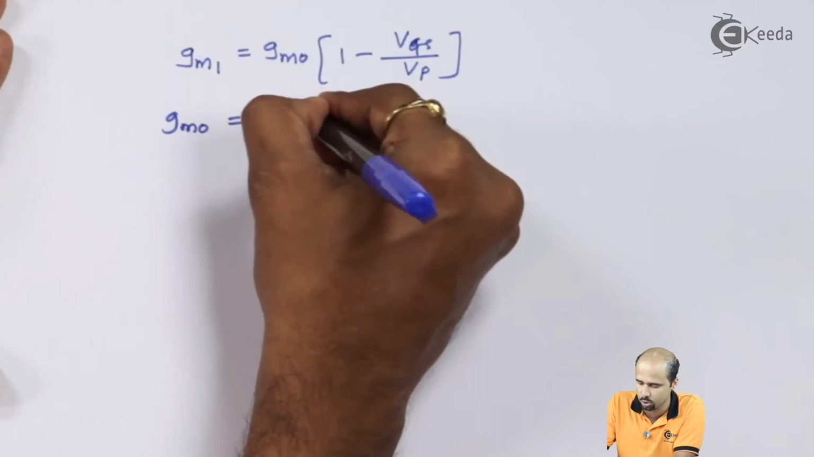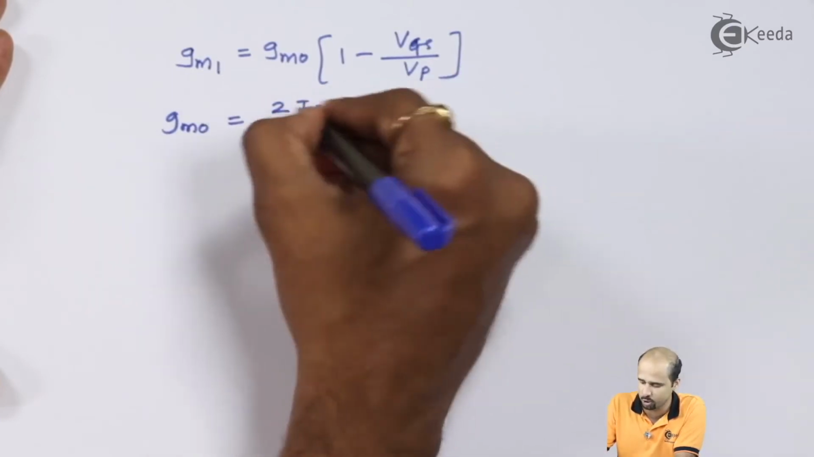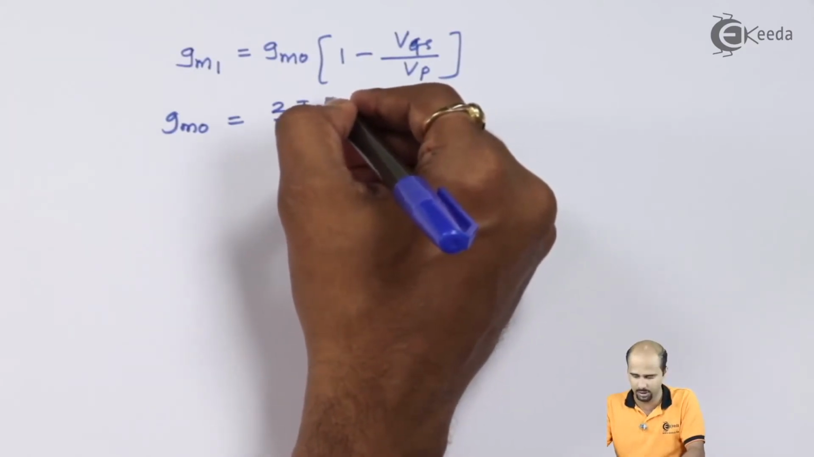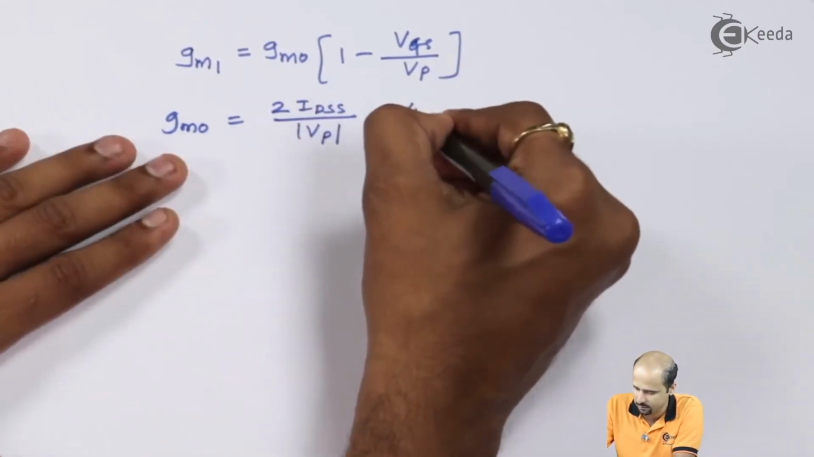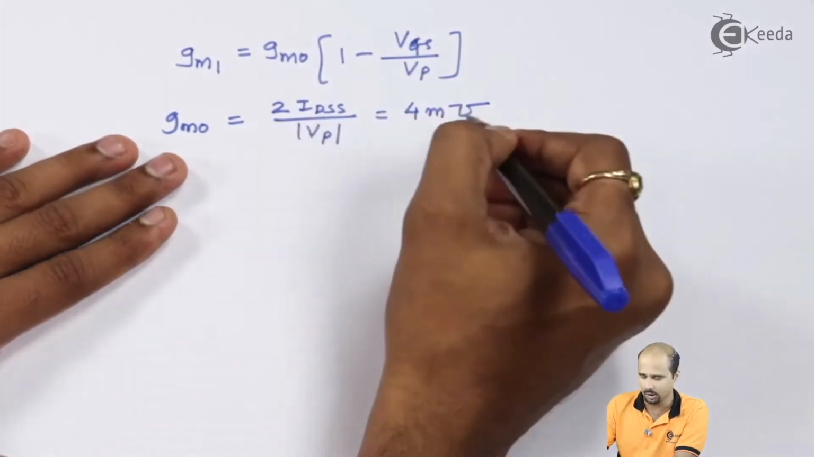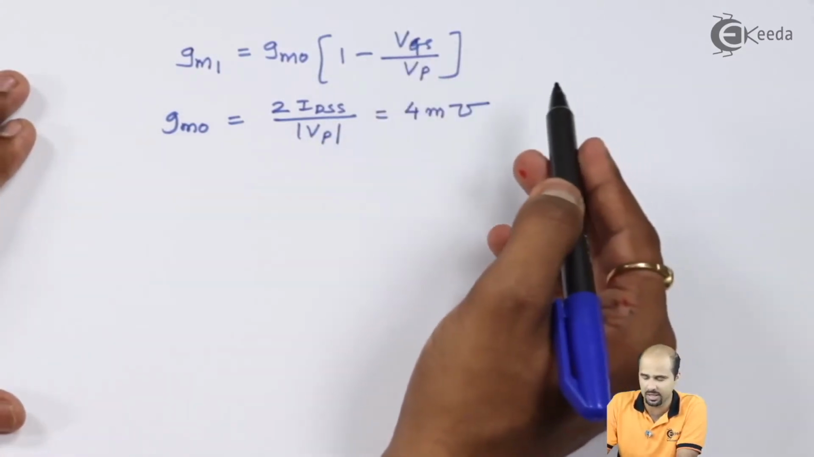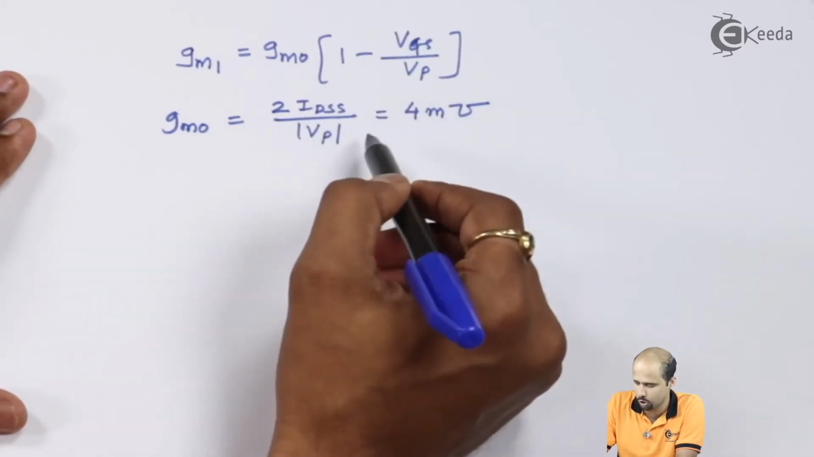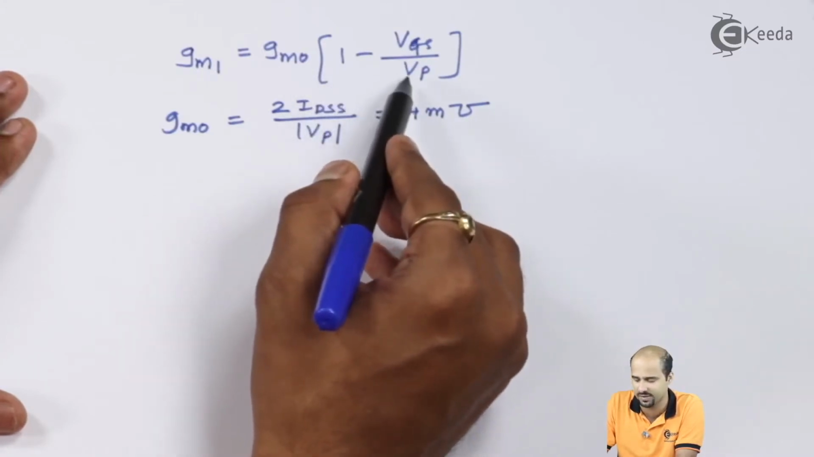gm0 is nothing but 2 into IDSS divided by mod of VP, and that comes out to be 2 into IDSS, which is given as, I guess, 8 milliampere, and VP, which is given as 4. So gm0 will be 4 millimho, right? So gm0 is 4 millimho, and the VGS value is already given as -1, and VP is 4 volts. So 1 divided by 4 is 0.25, 1 minus 0.25 is 0.75, multiplied by 4.